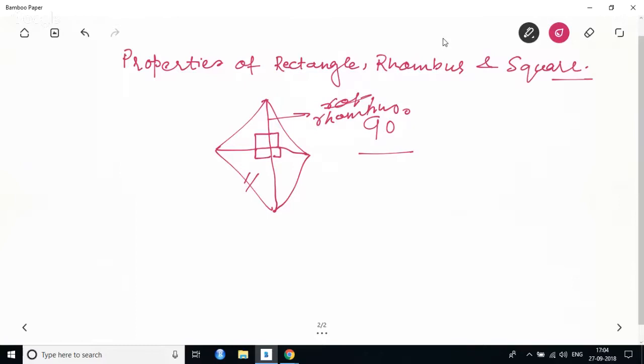in a rhombus, all four sides would be equal. Opposite sides are parallel. This is 90 degree. Now what is the difference between rhombus and square? This angle is not 90 degree in a rhombus. So opposite angles are equal. Rhombus: all sides equal.